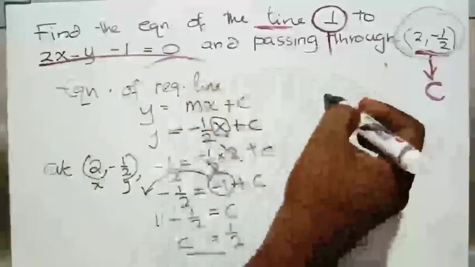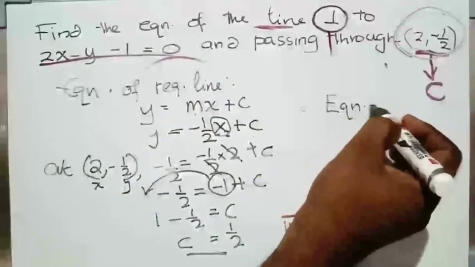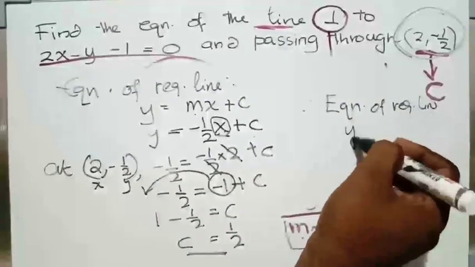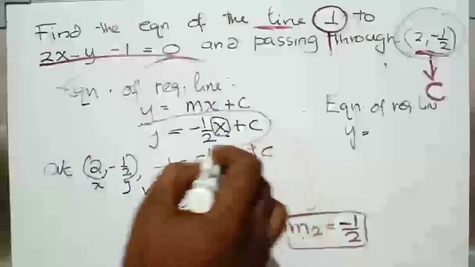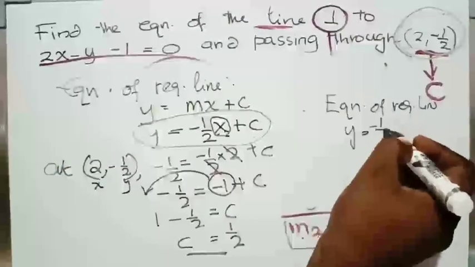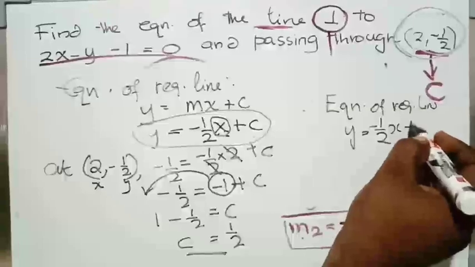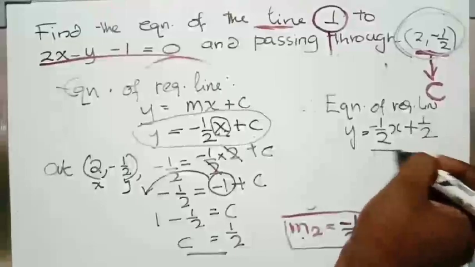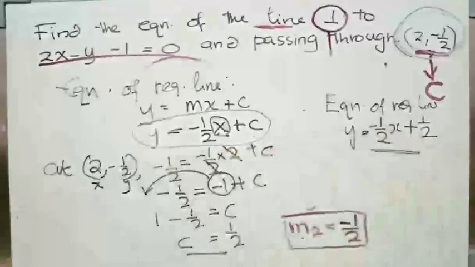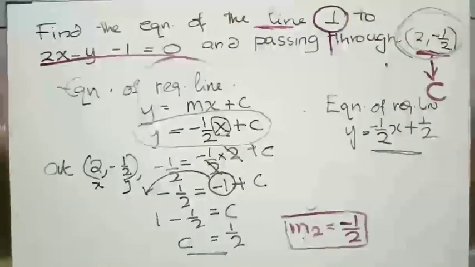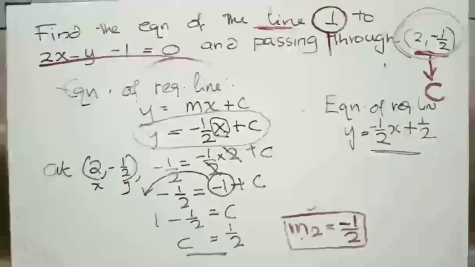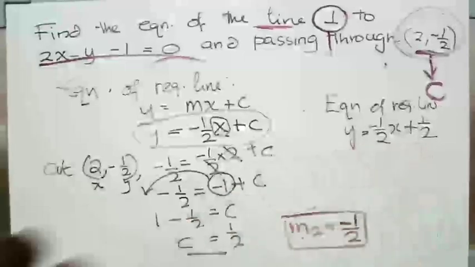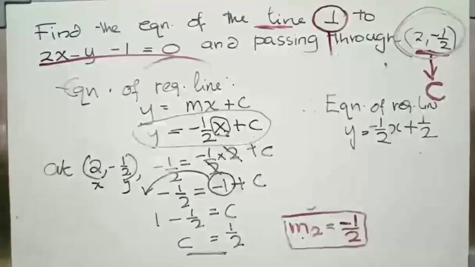Therefore, the equation of the required line is y equals minus 1 by 2x plus c as 1 by 2. We can consider that as the equation of the required line. Still we can simplify it, but even if you don't simplify, we get the answer. Let's see how to simplify it and write. For that, the work is very simple.